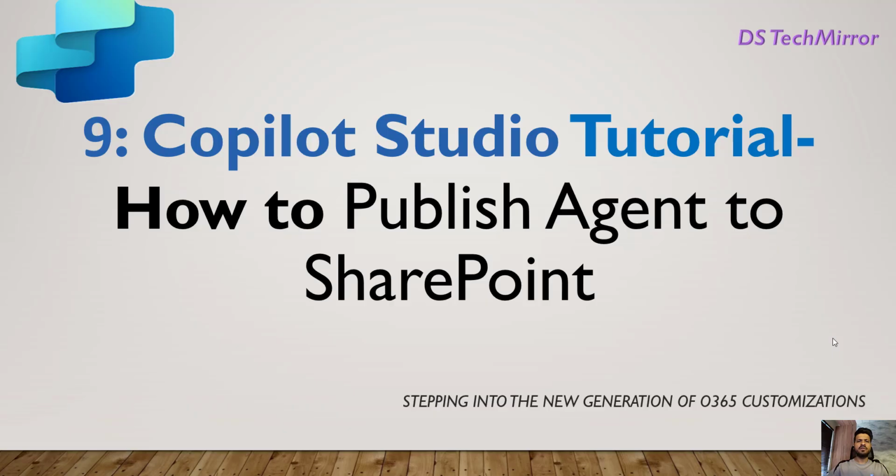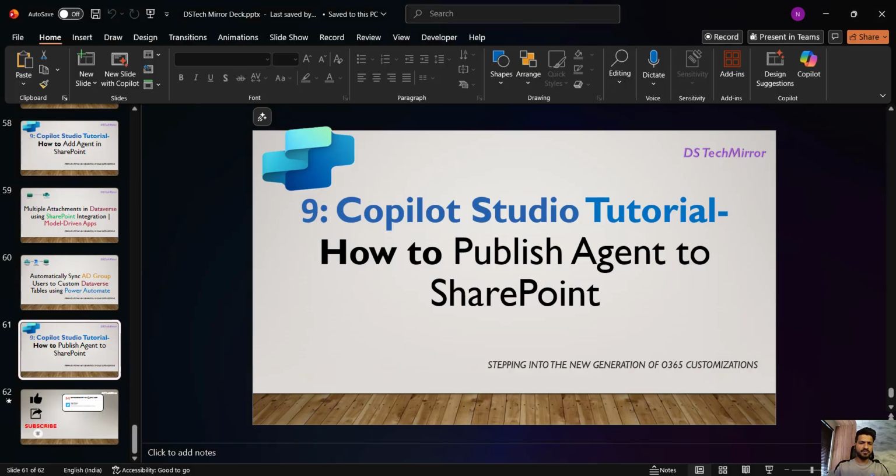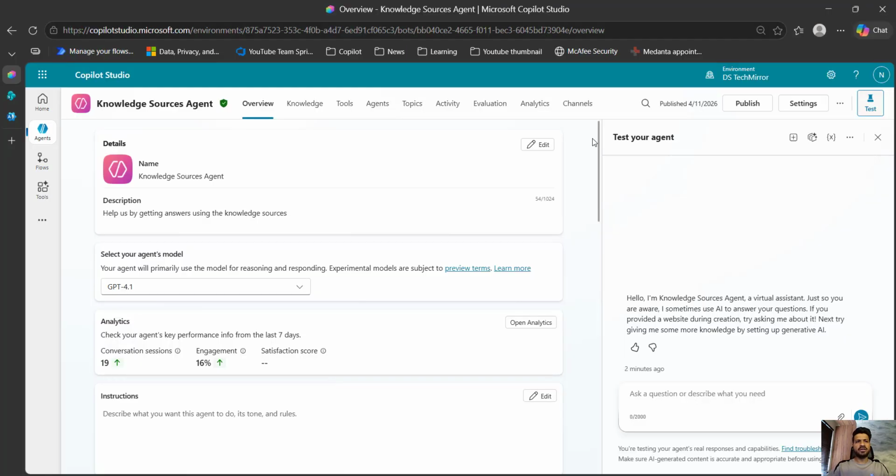This is part 9 of our Copilot Studio tutorial series. In this video, we will learn how to publish an agent to SharePoint. I will directly jump to the Copilot Studio environment. This is my Copilot Studio environment and I will use the same agent which we have been using so far, which is Knowledge Sources Agent.